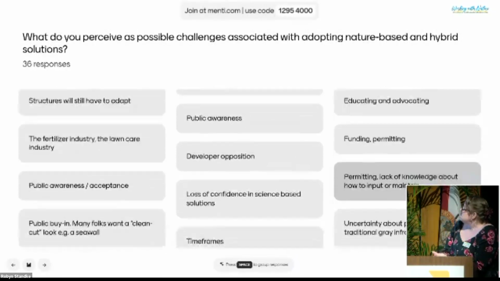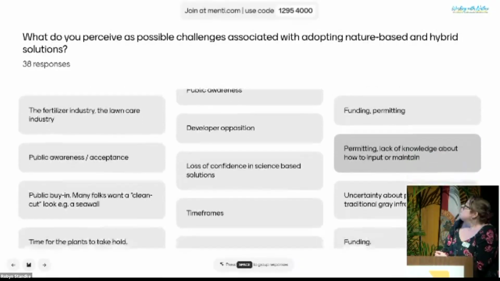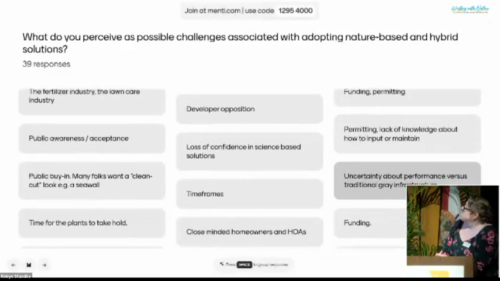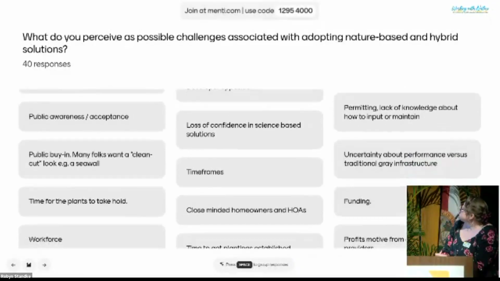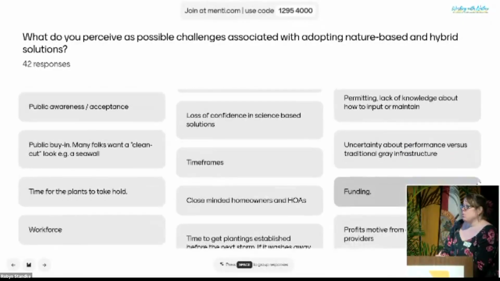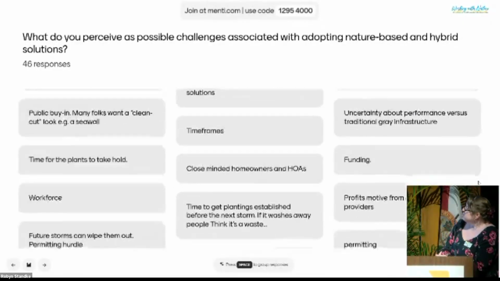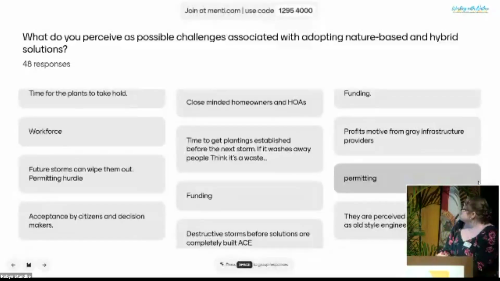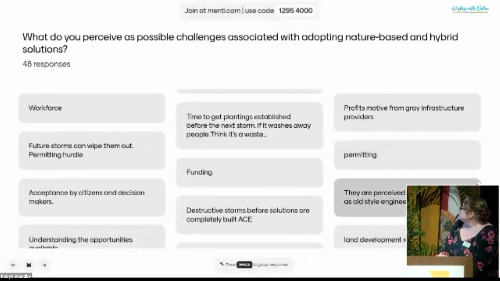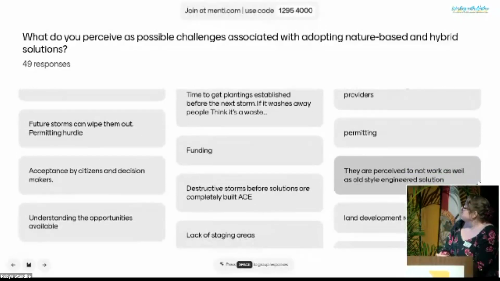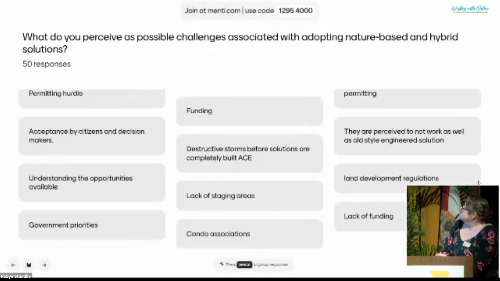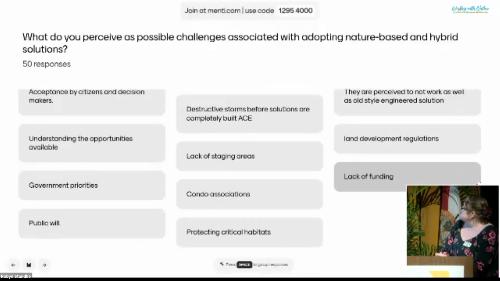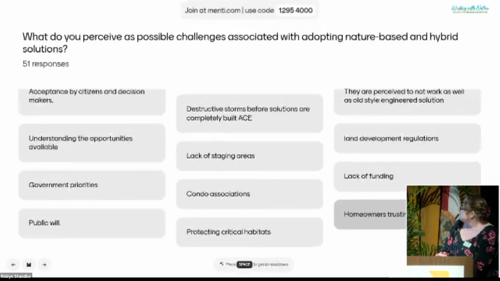Community buy-in. Okay, confidence in science-based solutions, so loss of confidence. So again, I think that's where some of the data that got talked about before is really essential to that piece. Profit motive from gray infrastructure, permitting, so perception, okay. All right, I'm going to let this go on a little bit longer because we still have a few last ones. Okay.